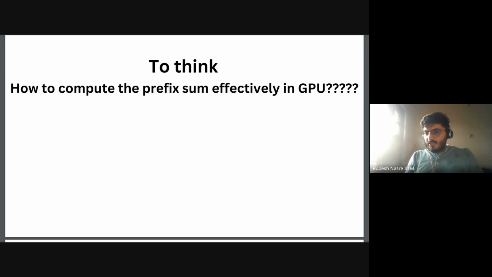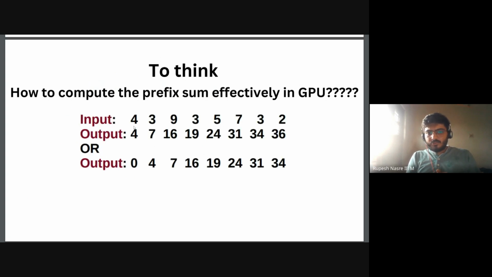So I'm completing today's class, but I'm giving you something to think about: how to compute the prefix sum. We know the basic prefix sum. Suppose the array is given like this, then the prefix sum is 4, then 4 plus 3 is 7, then 7 plus 9, then 9 plus 3, then 19 plus 5. So this is also a similar kind of reduction, and the thing which we have done here is called the reduction.